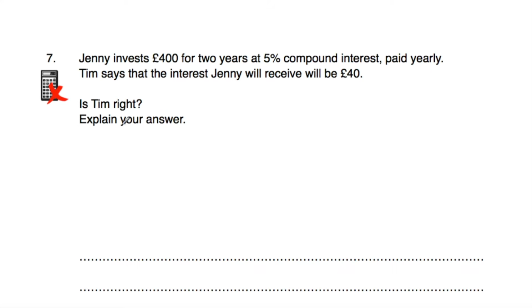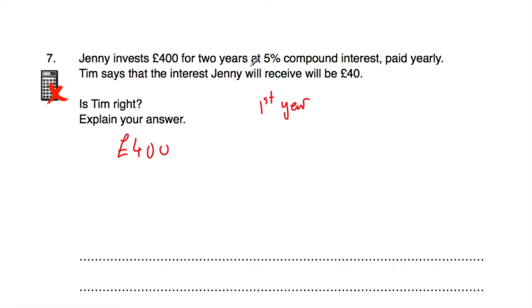Is Tim right? Explain your answer. Okay, so let's work out how much interest Jenny should earn. She invests £400 at 5% compound interest for 2 years. So she has £400 to begin with, and let's work out how much money would be in the account after 1 year.